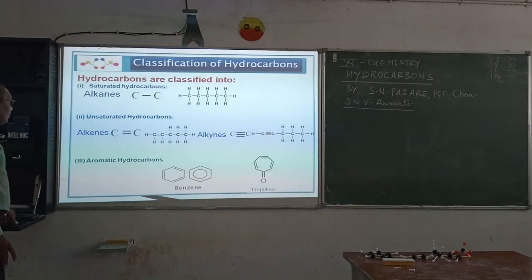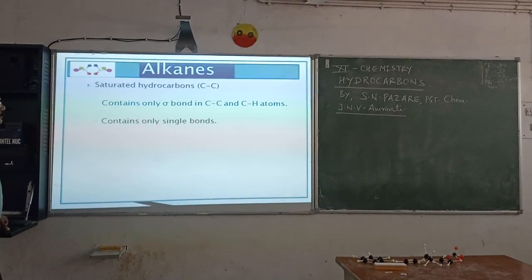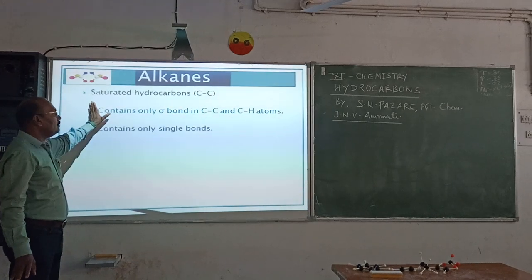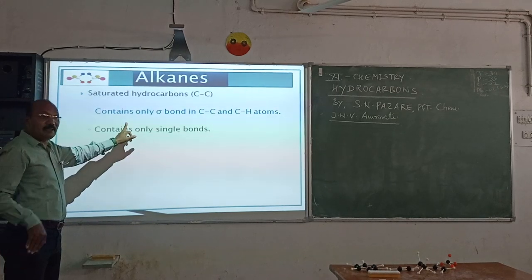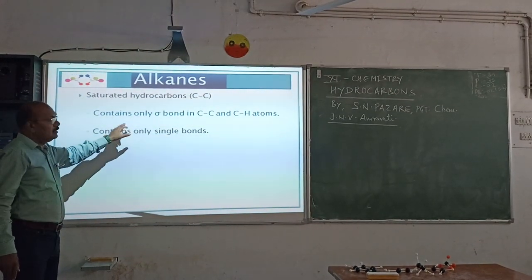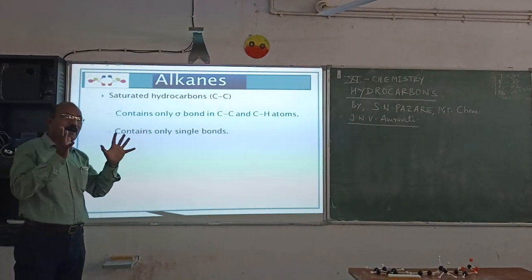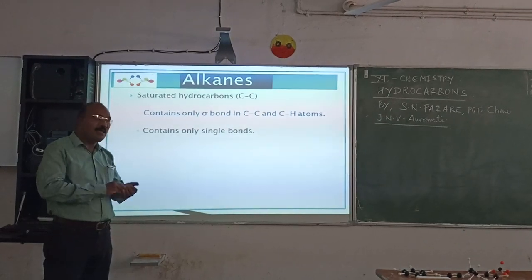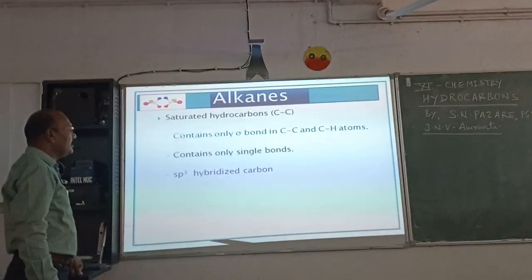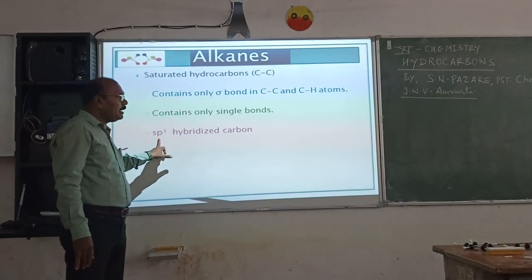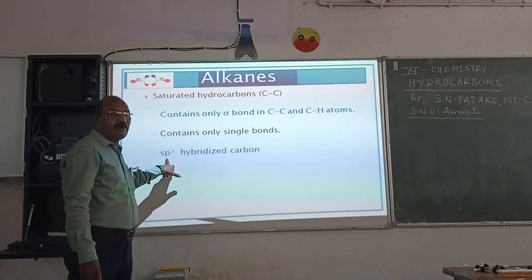So, when we move forward, now you see saturated hydrocarbons. Now, what are the properties of the saturated hydrocarbon? It contains one sigma bond with carbon-carbon, another sigma bond with carbon-hydrogen. Means when we speak of saturated hydrocarbons, all the bonds are sigma bonds, carbon-carbon as well as carbon-hydrogen. So all the arrangement is only of single bonds. It is sp3 hybridized carbon. It means it has the bond angle 109.5 degrees.